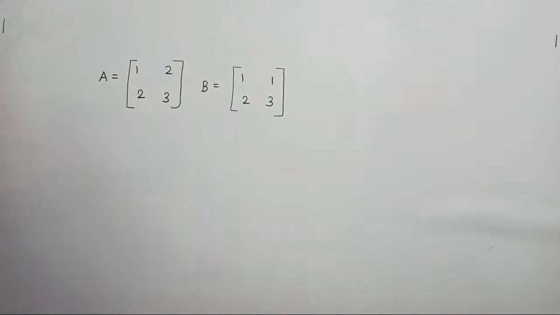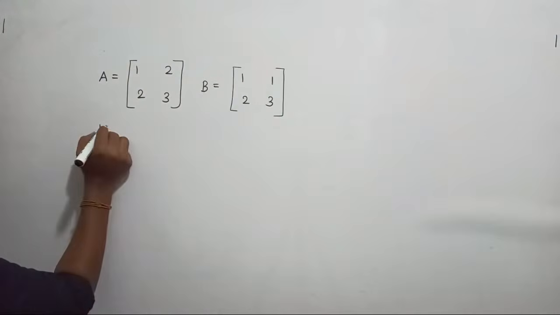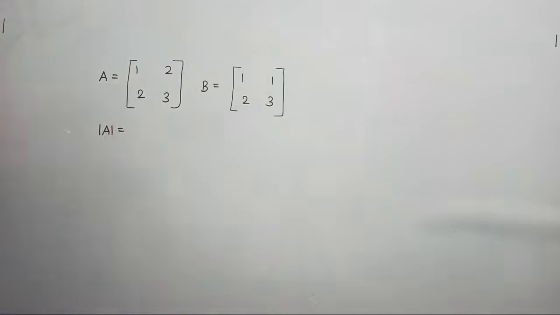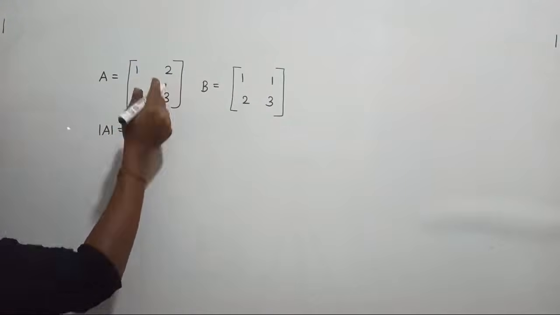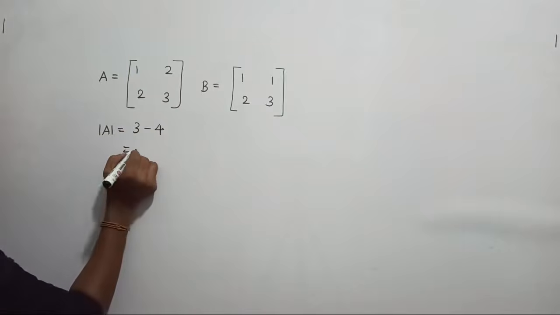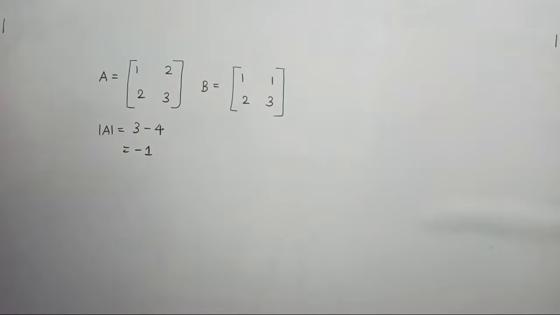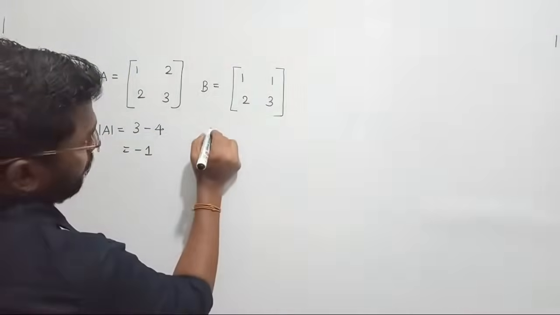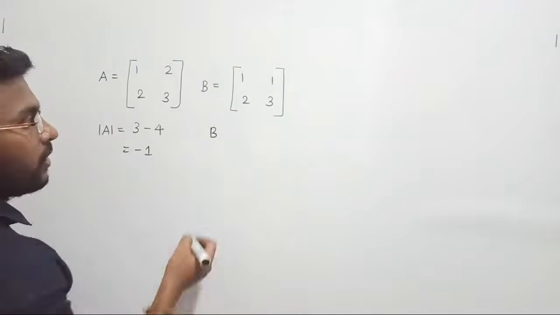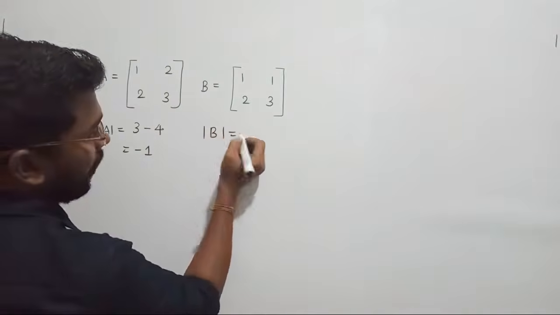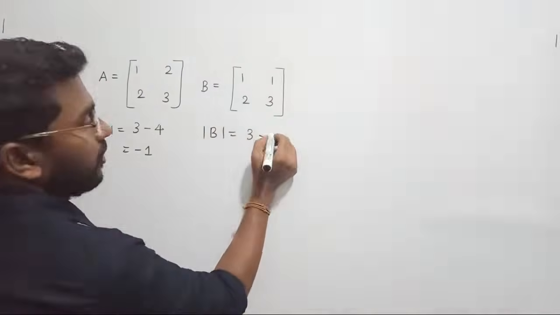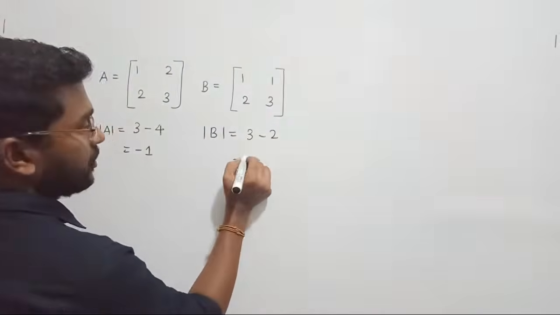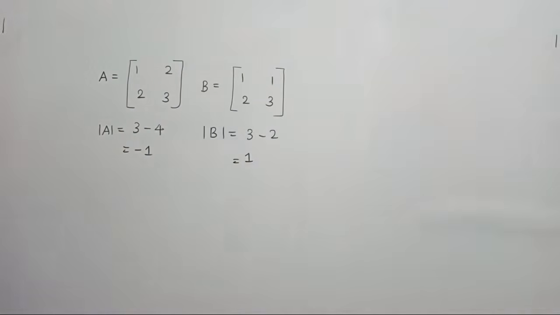Now what I am going to do is find the determinant of both matrices. Matrix A determinant equals 1 into 3, 3, minus 2 into 2, 4, such that this is going to be minus 1. Now, the second one, matrix B, and its determinant will be equal to 1 into 3, 3, minus 2 into 1, 2, such that 3 minus 2 will be 1. Yes, just to keep it.